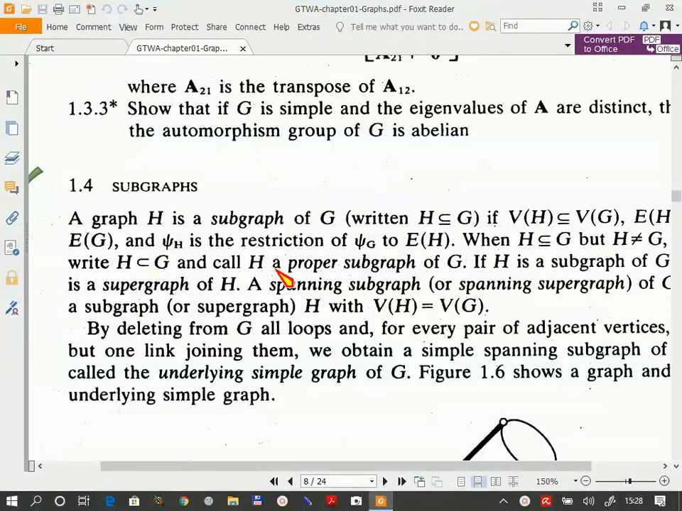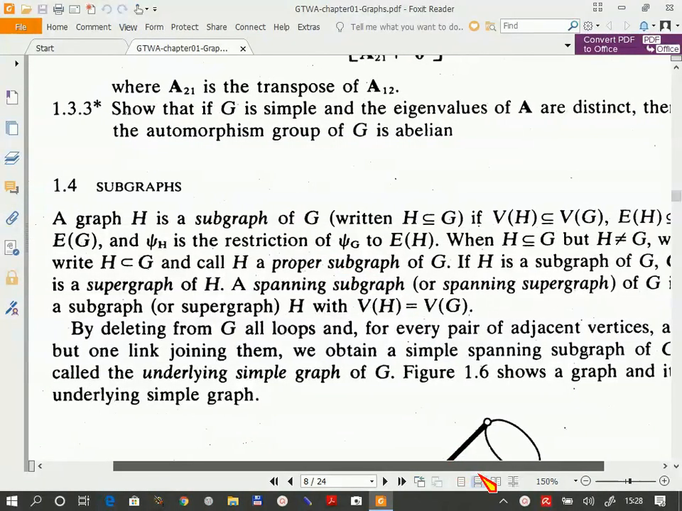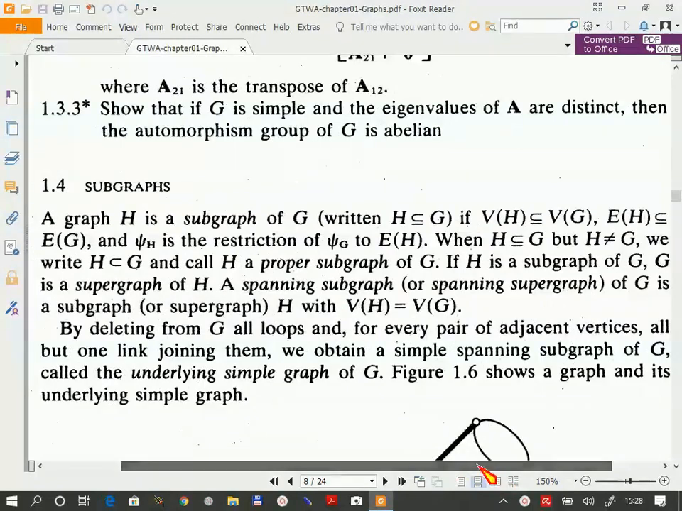Among the subgraphs of a graph G, there is the graph G itself. If you have a subgraph which is not G itself, then you call it a proper subgraph. Okay? And a supergraph: if H is a subgraph of G, then you say that G is a supergraph of H.